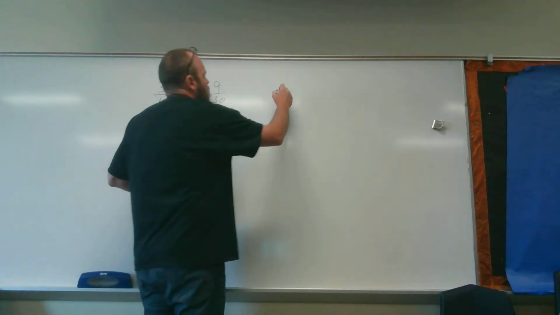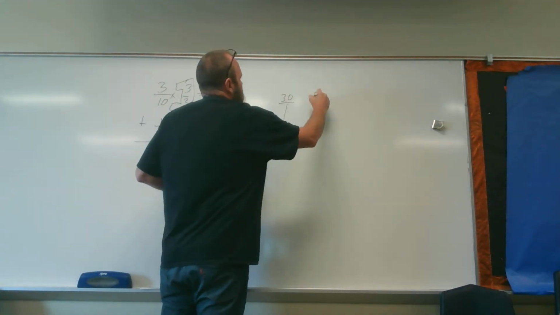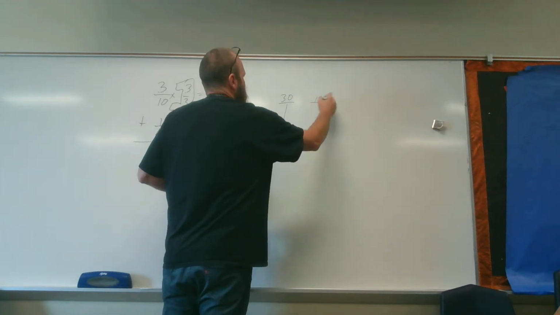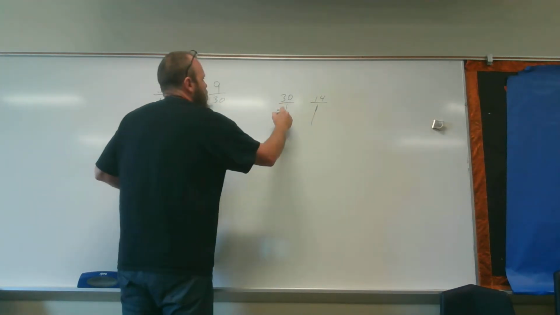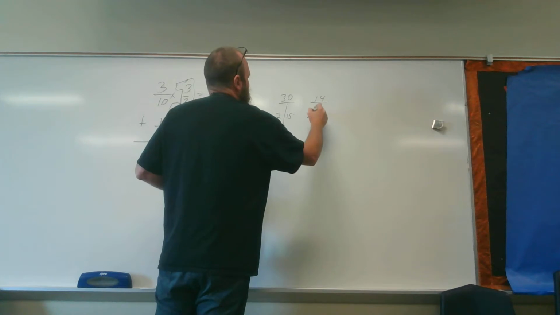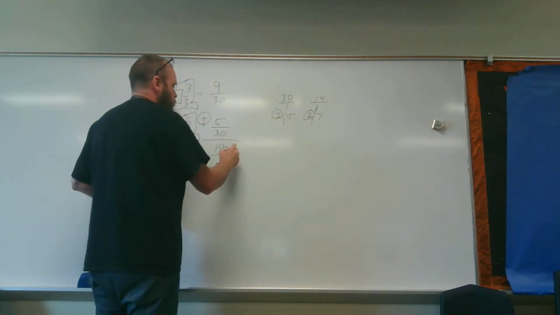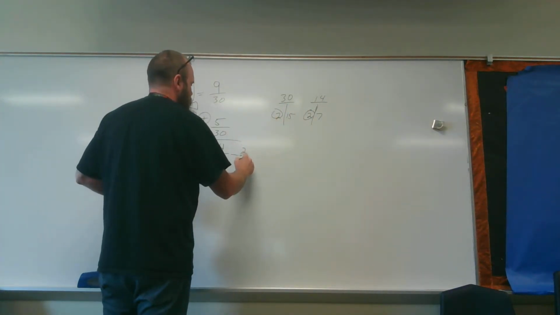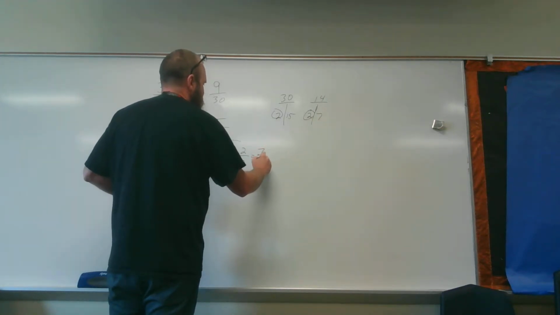I could do my factor pairs for 30, my factor pairs for 14, and I'm going to find 2 is going to be my greatest common factor. If I divide these both by 2, I get 7/15.